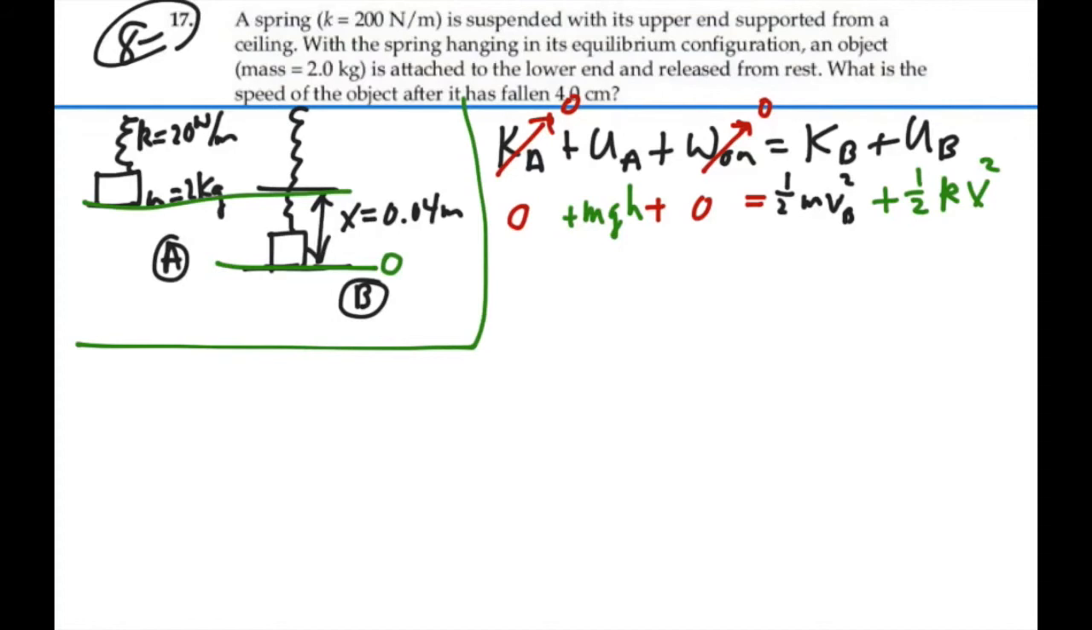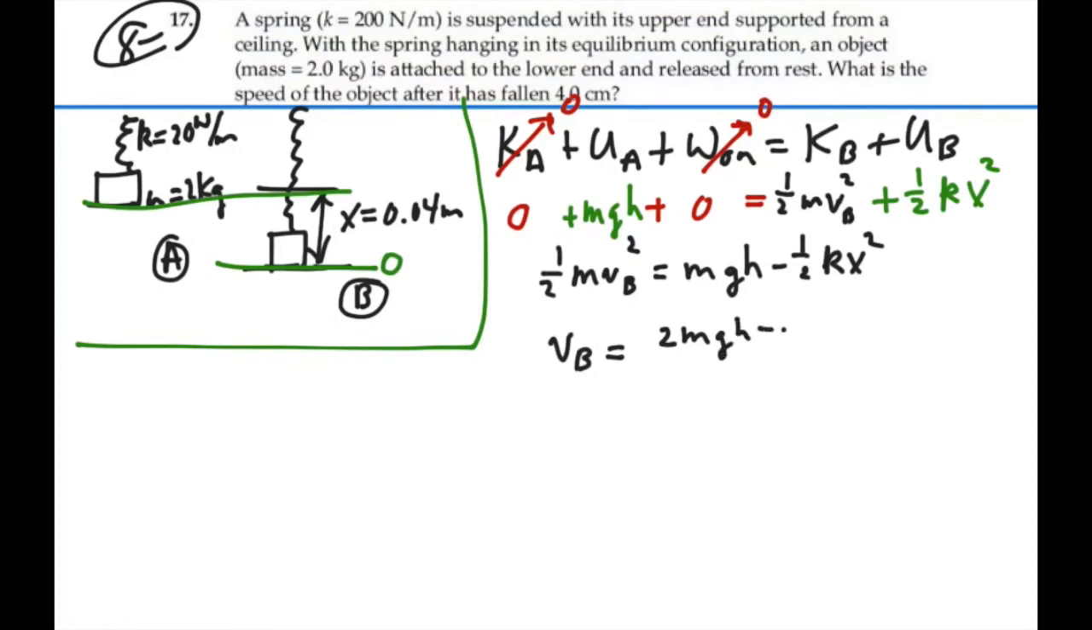We want to solve this for the speed of the object at point B. So solving for the kinetic energy at B, that should be equal to mgh minus 1/2 kx squared. Multiplying both sides by 2 and dividing by m, taking the square root, we have the velocity at B is equal to the square root of (2mgh minus kx squared) divided by the mass.